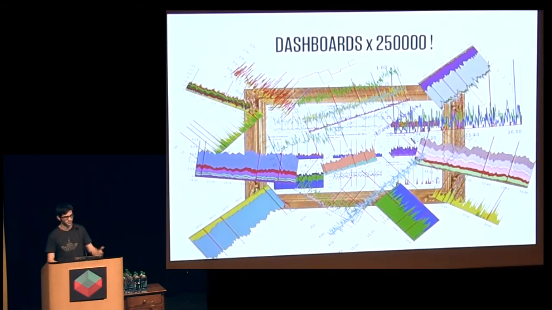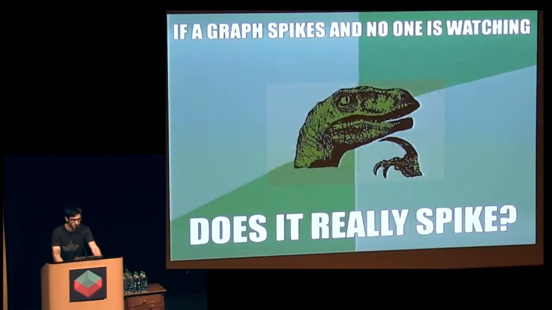How do we solve it before? We bumped up the abstraction. And that's what we're going to do again. And so the problem here that we have is, if one of these graphs spikes and no one's watching, you can't see it. So you need to have that in front of you.